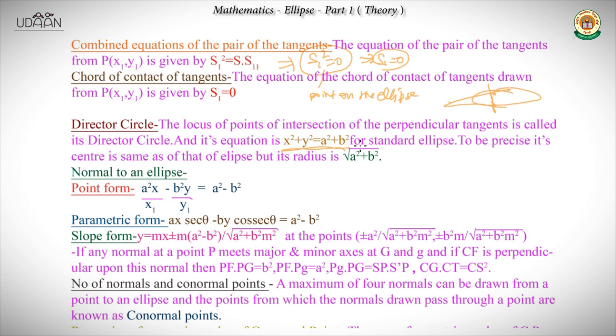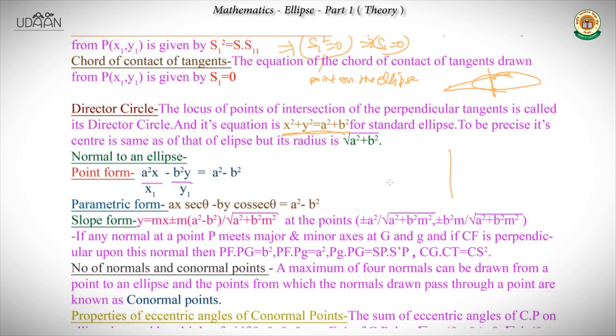And to be correct, for all ellipses, the center of the director circle is the same as the center of the ellipse, but its radius is root over a square plus b square. So we can just remember it is the point of intersection of perpendicular tangents. Next, normal to an ellipse.